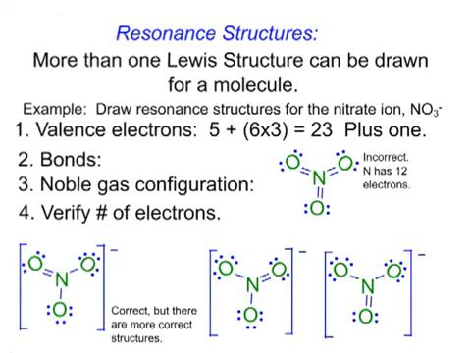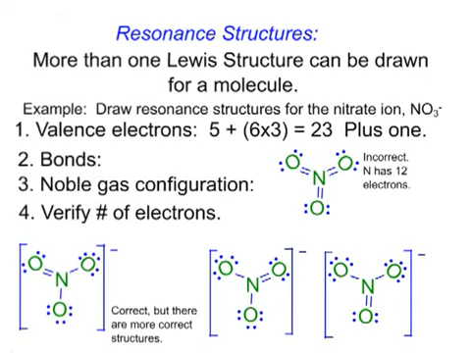As an example, we follow the same rules. We look at the valence electrons. So for the nitrate ion, we have 5 valence electrons for nitrogen. We have 6 for each of the oxygens, and there are 3 of the oxygens. So that gives us 23 electrons plus 1, because it's an ion. It has 1 extra electron in it. So that gives us a total of 24.